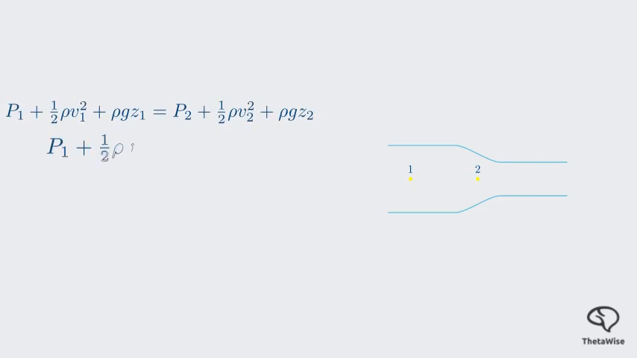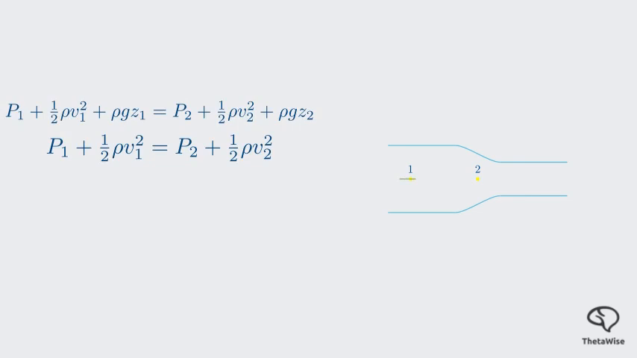Imagine a pipe that narrows down. We'll call the wider section point 1 and the narrower section point 2. Let's assume the pipe is horizontal, so the elevation z is the same at both points. This means the rho g z terms cancel out. Our simplified equation becomes P1 plus 1/2 rho v1 squared equals P2 plus 1/2 rho v2 squared.